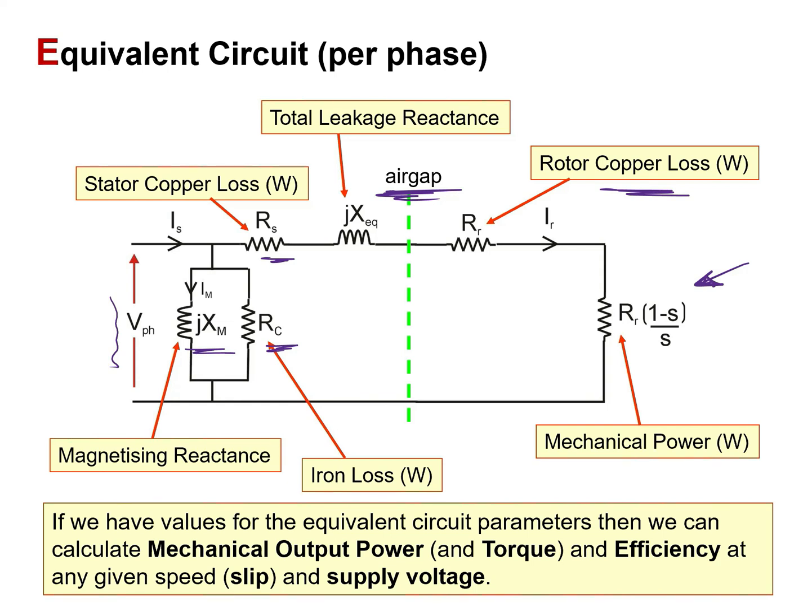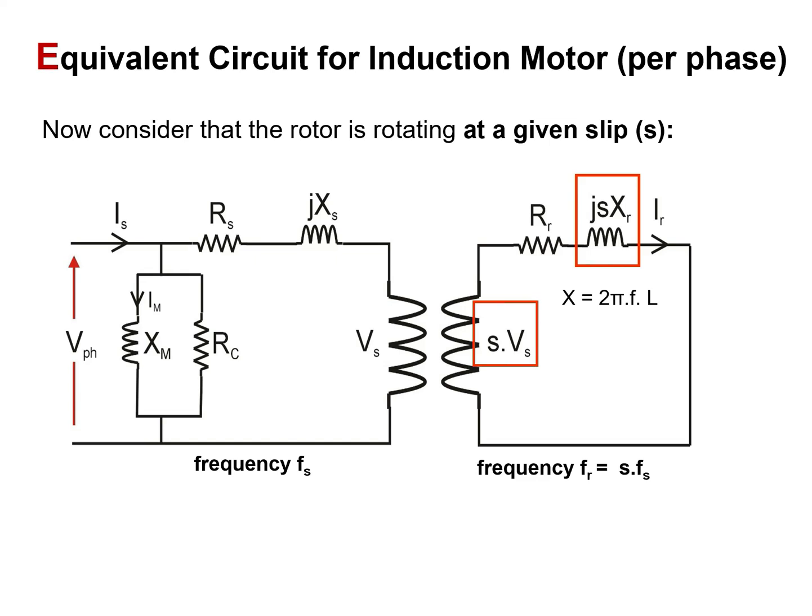So remember that if we have values for the equivalent circuit parameters, then we can calculate the mechanical output power and hence the torque. And based on these, we can also calculate the efficiency of the motor at any given speed or slip at a specific supply voltage. So that will be the goal in the next few slides. All right, so to understand how to come up with this equivalent circuit, we have to split the circuits for the rotor and the stator.